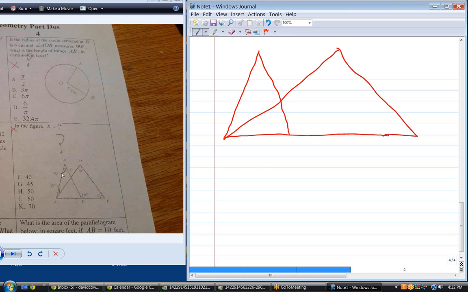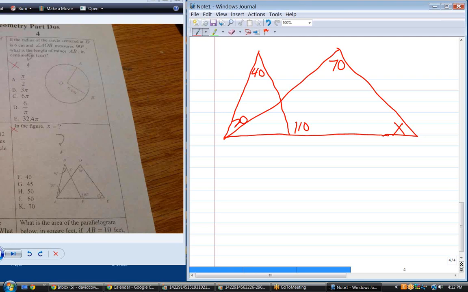All right, let's see. That angle is 40. This little tiny angle is 20. This angle is 70. This angle is 110. And this angle is x. So, with these kinds of problems, and this is a classic ACT problem.